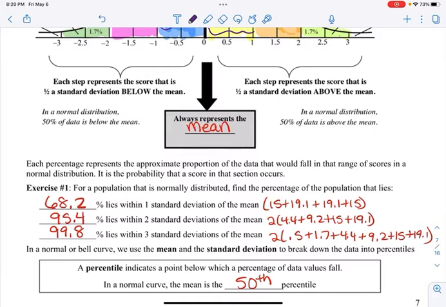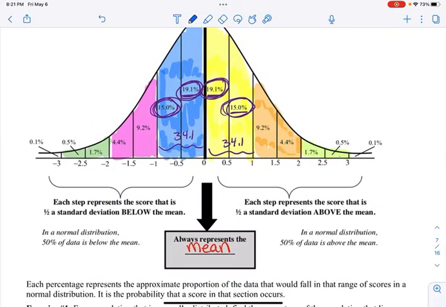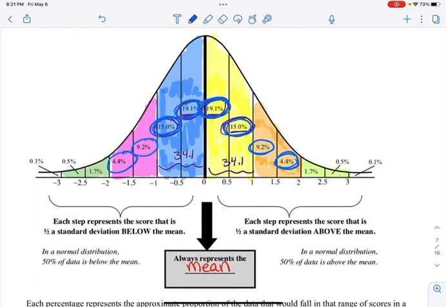In a normal distribution, 95.4% of the scores lie within 2 standard deviations of the mean. Now, how did I get that? Let me grab another color. So within 2 standard deviations, basically I added 4.4, 9.2, 15, and 19.1. So I added those 4 scores together, and then I doubled it because I have the same exact 4 scores on the left side. So within 2 standard deviations, basically I added all the numbers that are in the pink, the blue, the yellow, and the orange.